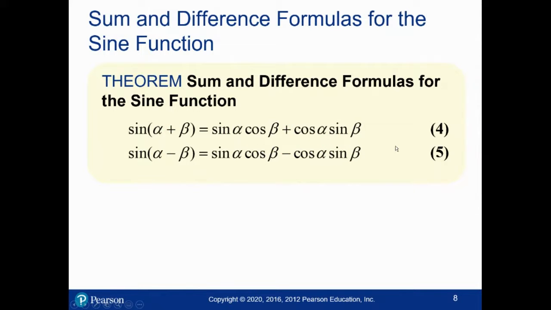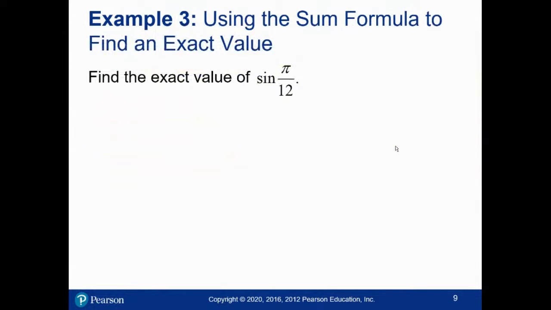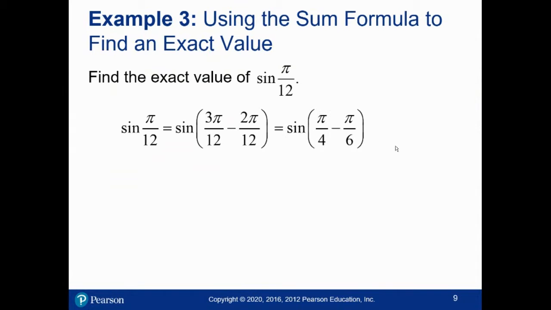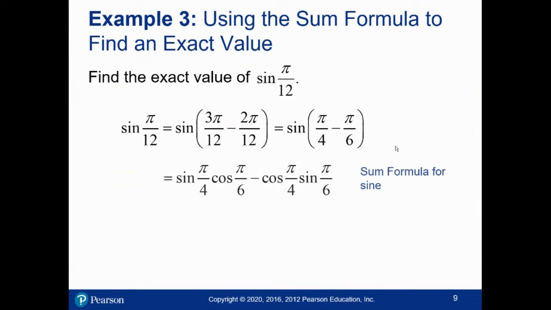Okay, so let's use these formulas to get sine of other angles. For example, can you get the exact value of the sine of pi over 12? Can you think of two angles whose sum or difference is pi over 12, and you know the sine and cosine of both? Yep, pi over 4 minus pi over 6. 3 pi over 12 minus 2 pi over 12. That gives you the sine of pi over 12. We use the difference formula now. Sine of first, cosine of second, minus cosine of first, sine of second.